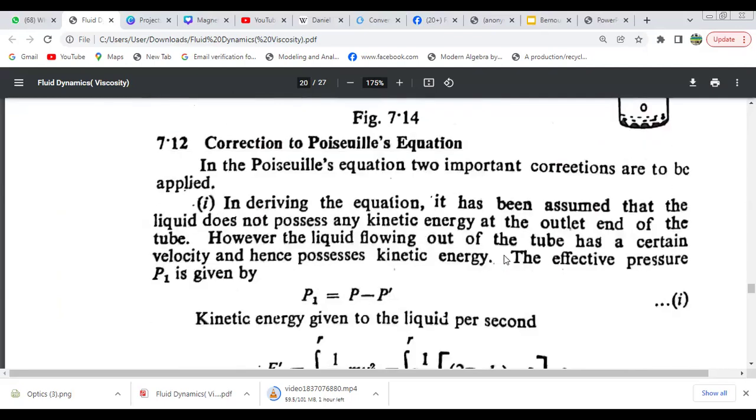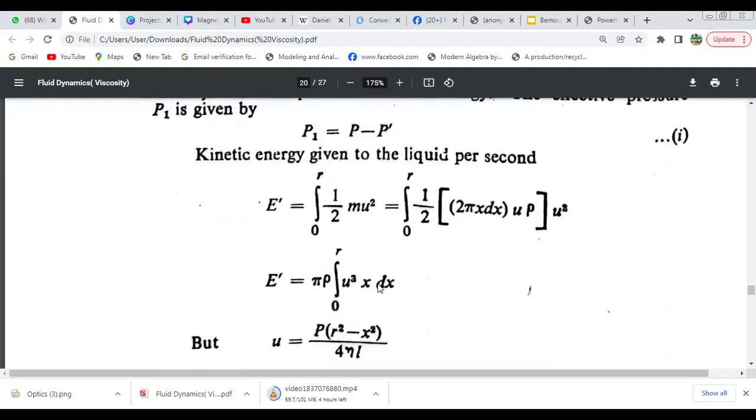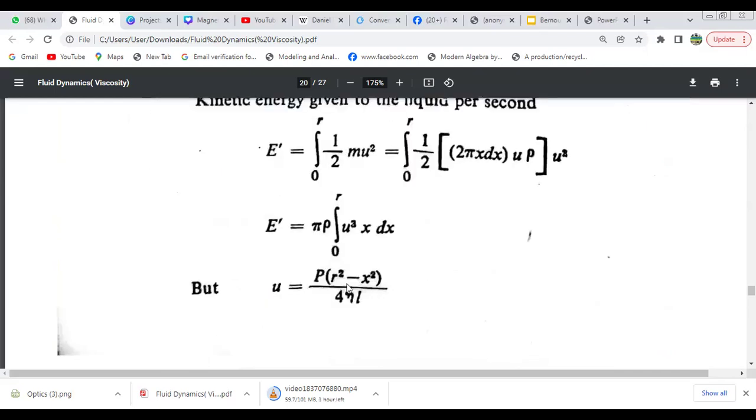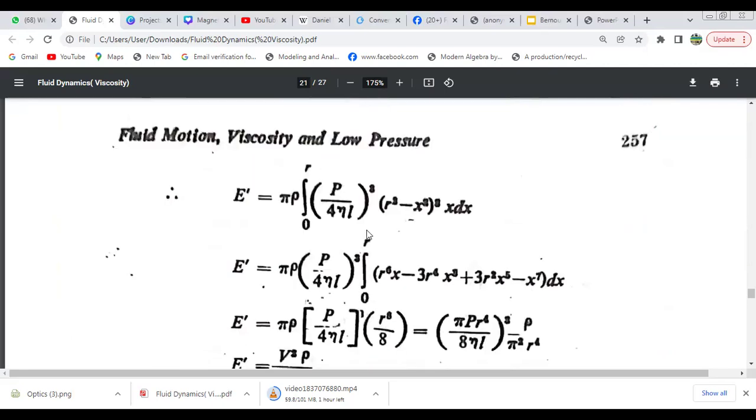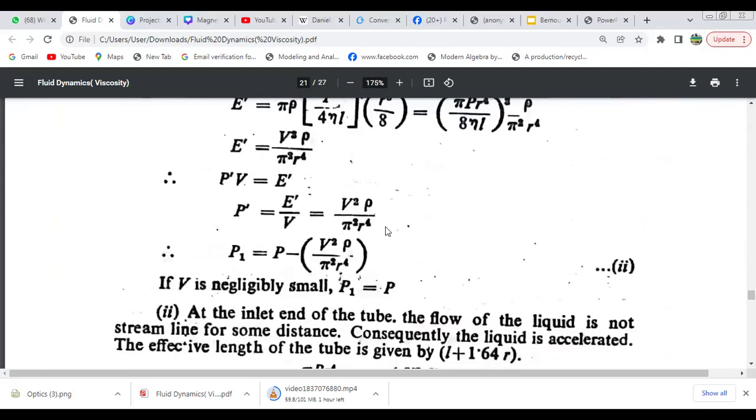There is a correction on Poiseuille's equation. The corrected pressure P1 is given by P minus P dash. The kinetic energy given to the liquid per second, E dash, equals the integral from 0 to R of half mu U square. Just putting the value of U from the previous equation, where you give x, and U equals this one. Now E dash equals this, and you can easily calculate the correction.